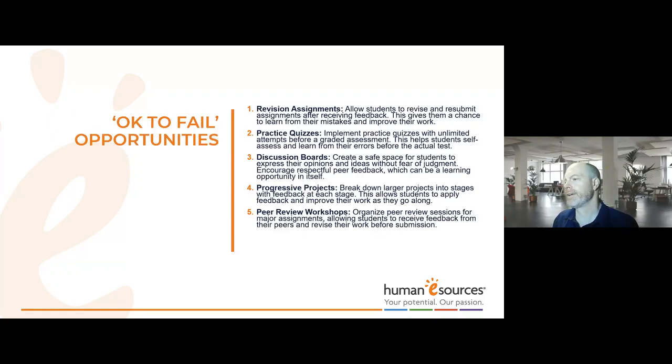More about the okay-to-fail opportunities. I provided one example when I first brought it up, but here are some more examples. And I apologize if this is difficult to read. Number one is revision assignments. After an assignment is handed in, they're allowed to see how it's been graded, any feedback, and then revise that assignment and also improve their grade on that assignment. That's critical, otherwise they're probably not going to do it.